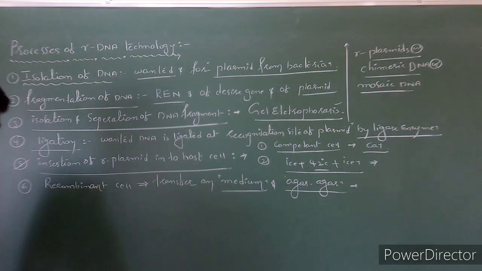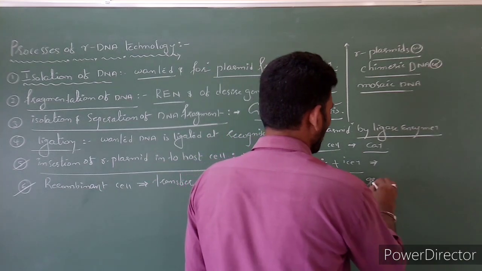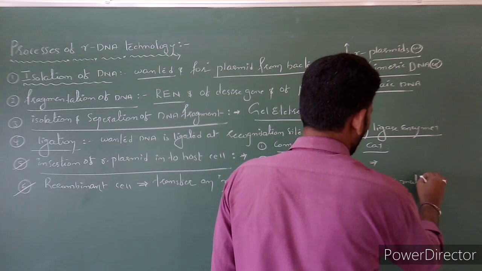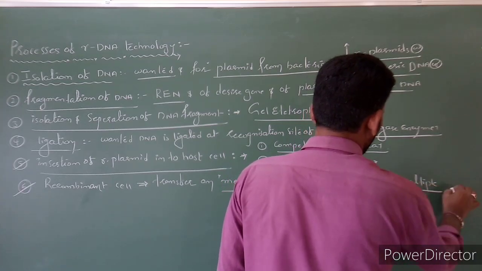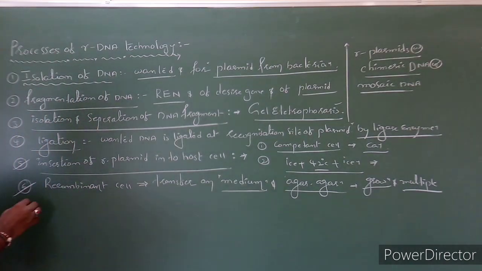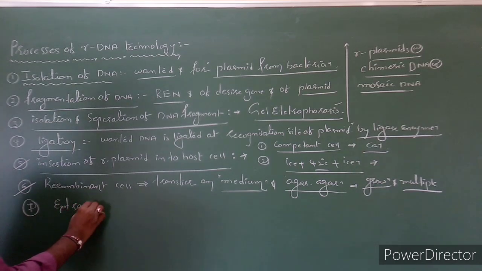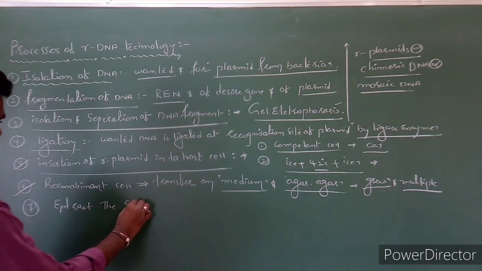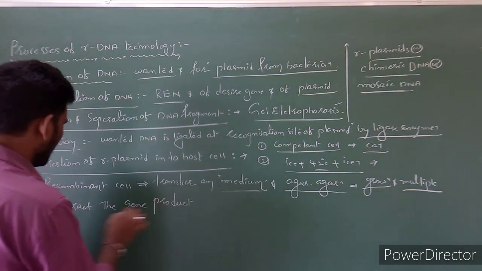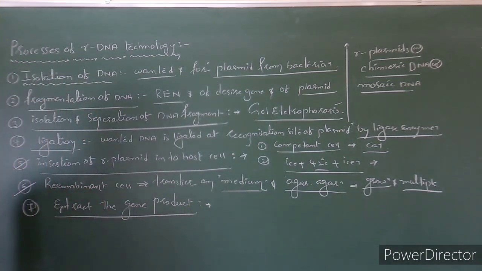So on the medium what happens? On the medium it grows and multiplies. Nothing but culture. After culture we have to extract the gene product. This is one step.